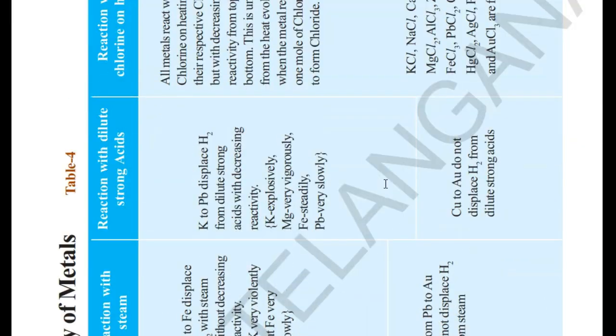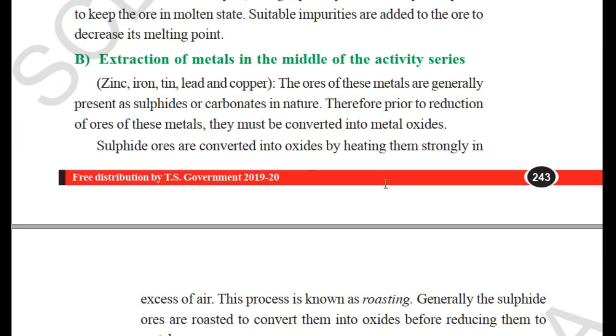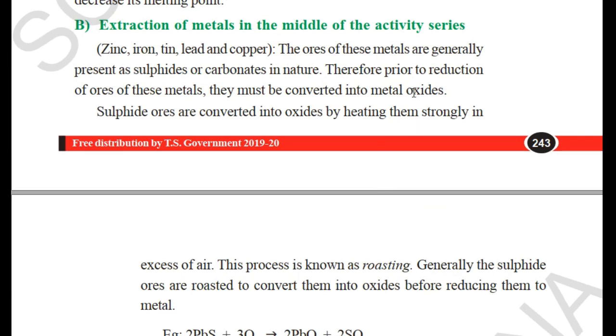Here we will be using a process known as heating. First, they have to be converted into metal oxides. Whichever ore is present, carbonate or sulfide, we first have to convert it into metal oxide. After converting them into metal oxides, they use some other process. Sulfide ores are converted into oxides by heating them in excess of air. This is called roasting.